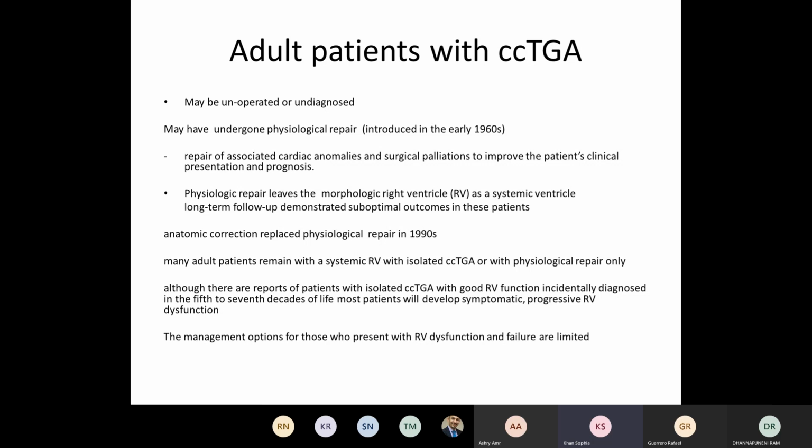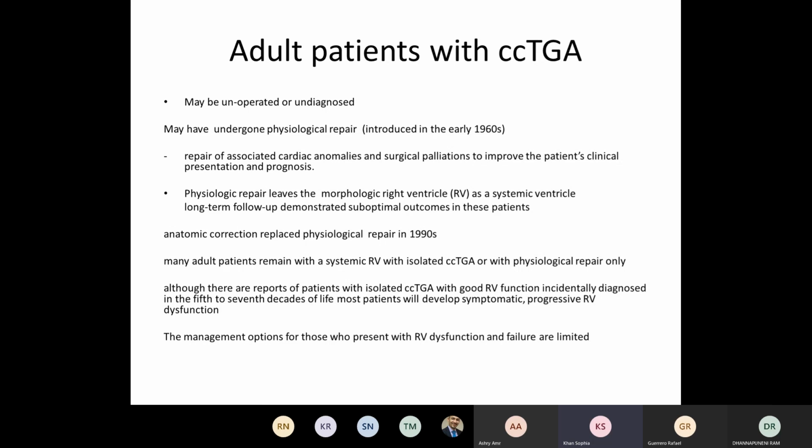From 1990 onwards, more anatomical corrections were done, so double switches, etc. This means that as time goes on, the group of patients we're following up might present differently, but there are still going to be patients who either were undetected or for some reason were not suitable for an anatomic repair, and so they still have a systemic right ventricle. Because of time limitation and perhaps also my own knowledge limitation, I thought I'd focus more on the management and follow-up of patients with a systemic right ventricle in this talk.